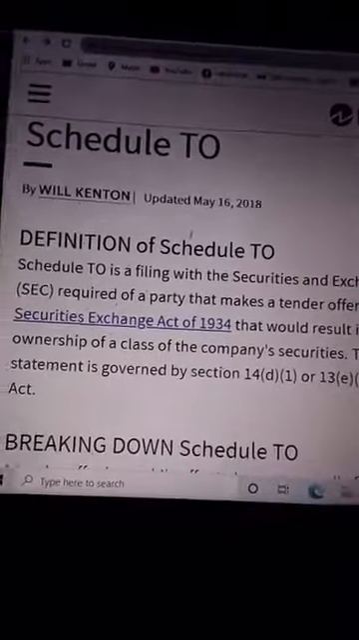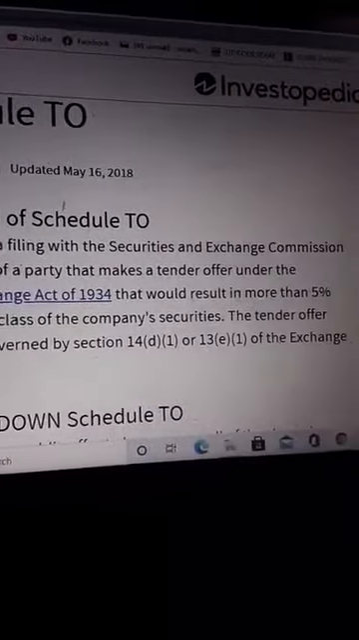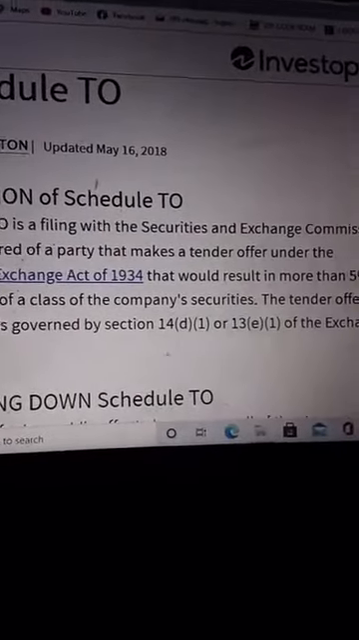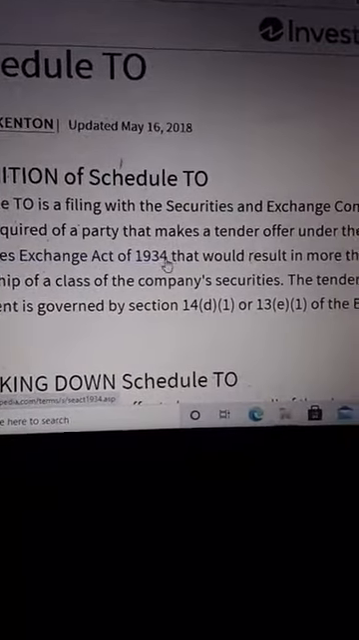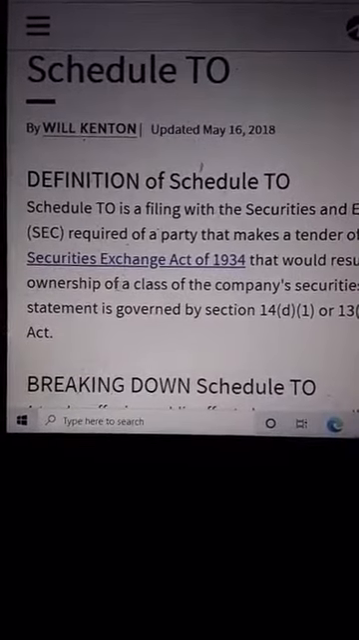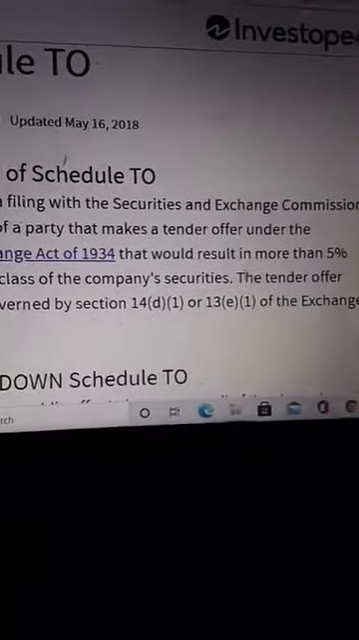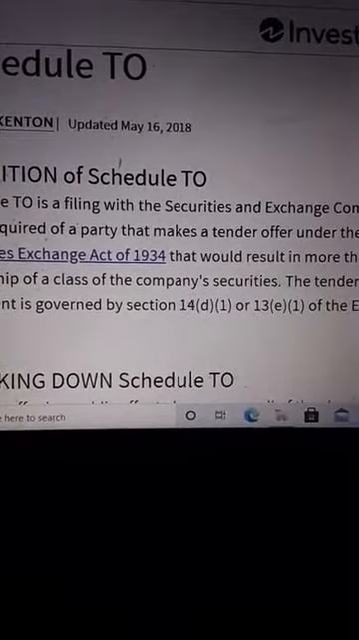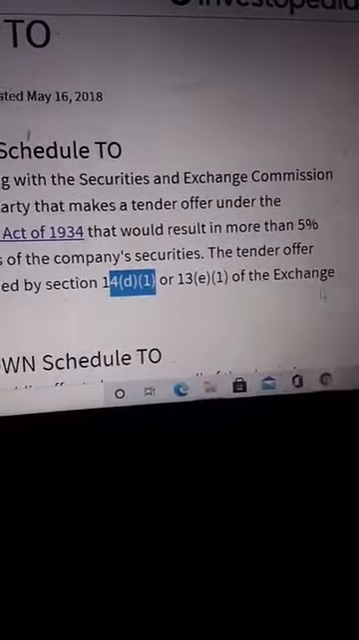Definition of Schedule TO. Schedule TO is a filing with the Securities and Exchange Commission required of a party that makes a tender offer under the Securities Exchange Act of 1934 that would result in more than 5% ownership of a class of the company's security. The tender offer statement is governed by Section 14D1 or 13E1 of the Exchange Act.